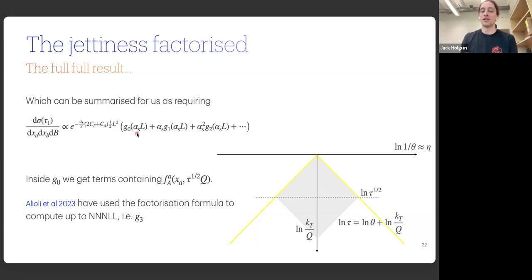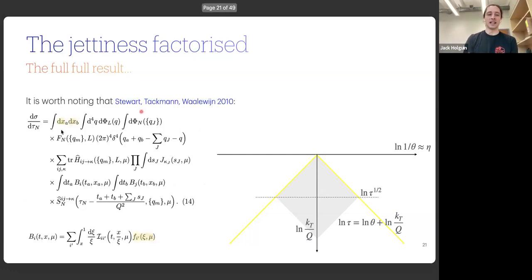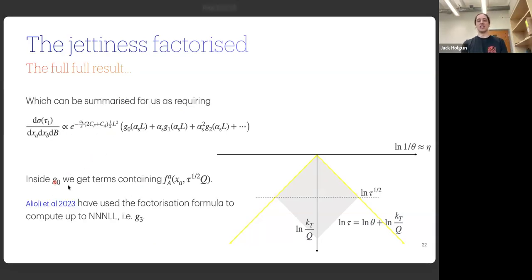So we call this G0. This is the leading log piece. G1 is the next leading log piece. G2 is the next leading log piece, because they're each suppressed by powers of alpha s. And this factorization is telling us that within G0, we should get terms that look like the PDF evaluated at the square root of tau times Q.